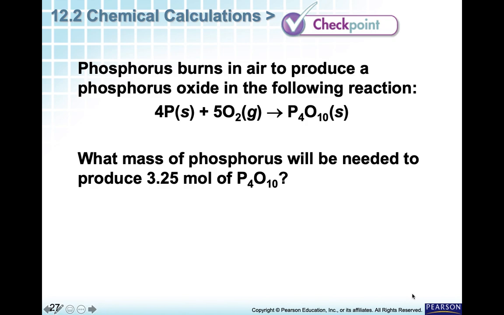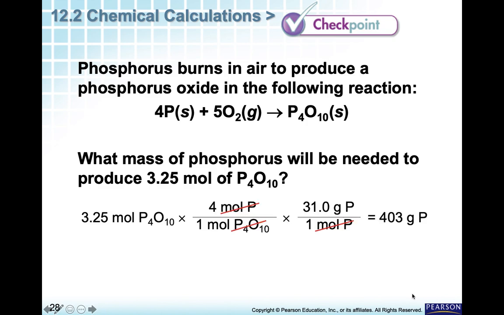So here's our balanced equation, and our question is what mass of phosphorus? So that's what we want to find. So we want to find how much P will be needed to produce 3.25 moles of P4O10. So what kind of conversion factors are we going to need? Well, we're going to need a conversion factor that 1 mole of P4O10 is 4 moles of P. And you see I've lined that up so that the moles of P4O10 cancel. And then the molar mass of phosphorus.